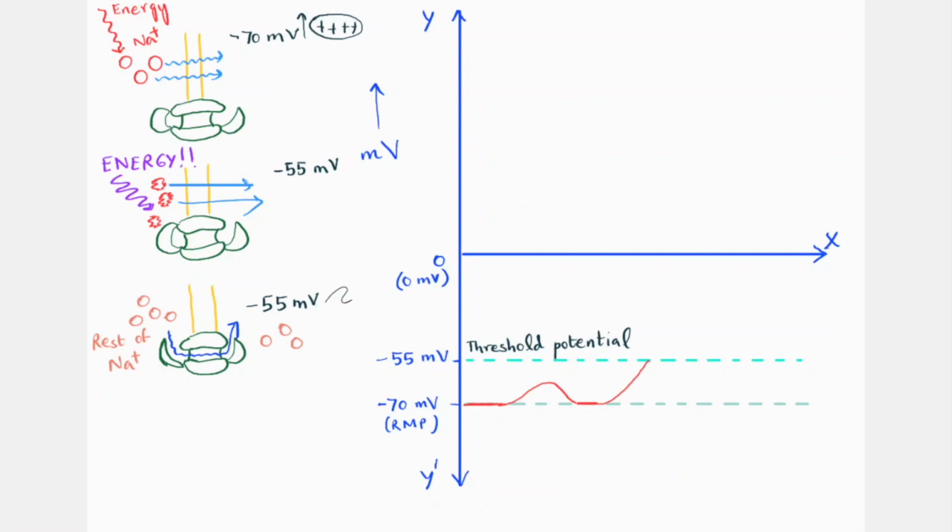And this potential now increases very rapidly, plus, plus, plus, plus, because all the positively charged sodium has gotten inside the cell, right? And it's just increasing the potential like hell. So if I consider the graph here, it's rising, rising, rising.